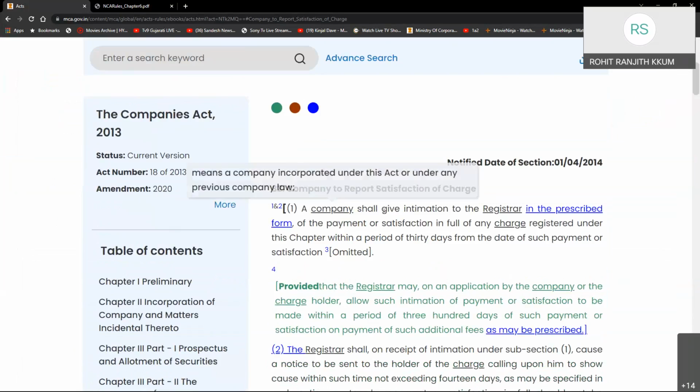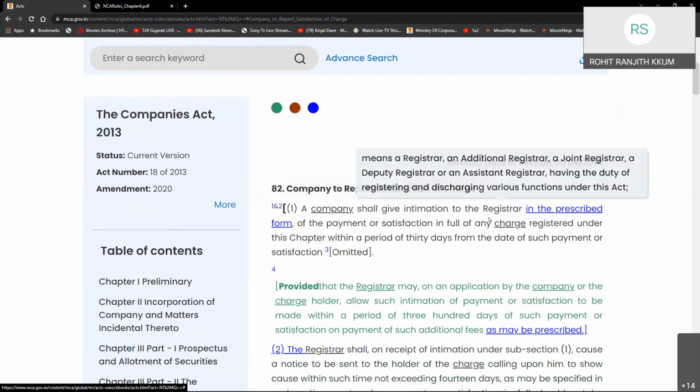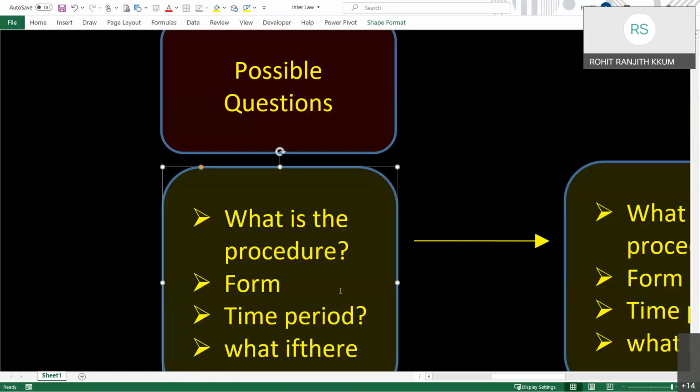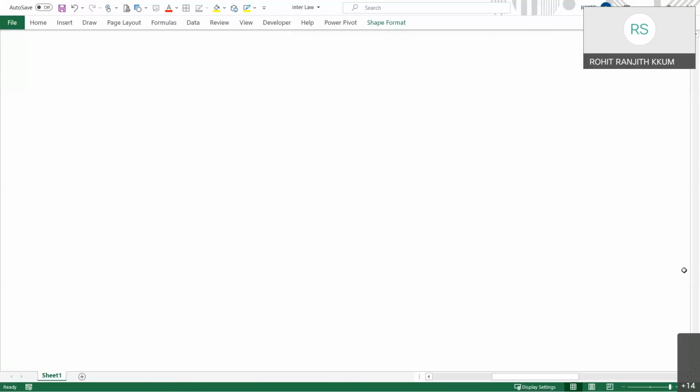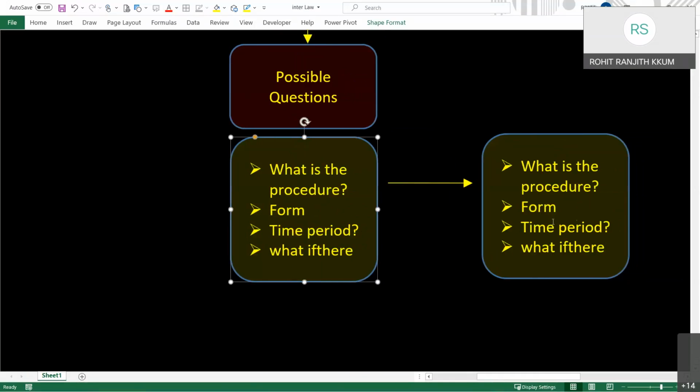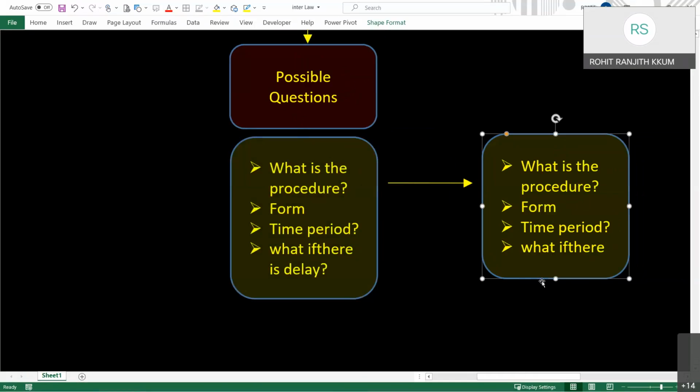Now, a company shall give the intimation to the registrar within what time? 30 days. कितने दिन में करेगा भाई? Come on. Within 30 days, the company will intimate to the ROC. All right. So the time period is 30 days.